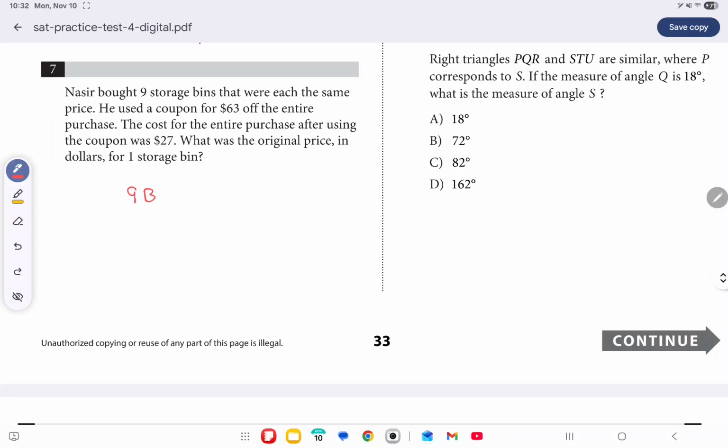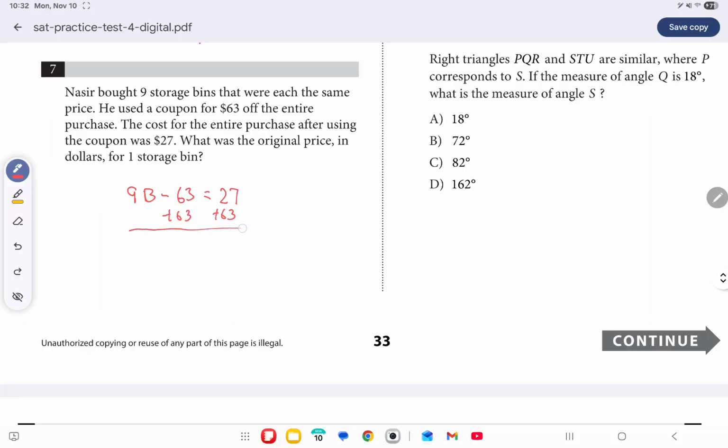So we're going to take B times 9. And that was the total price he spent on the bins before using the coupon. It says he used a coupon for $63, which means we subtract $63 off of that price. And that there should equal the total amount of money he spent, which was $27. And so now we have an equation again. We want to solve for B. So our goal is to get B all by itself. And to do that, we're going to add 63 to both sides.